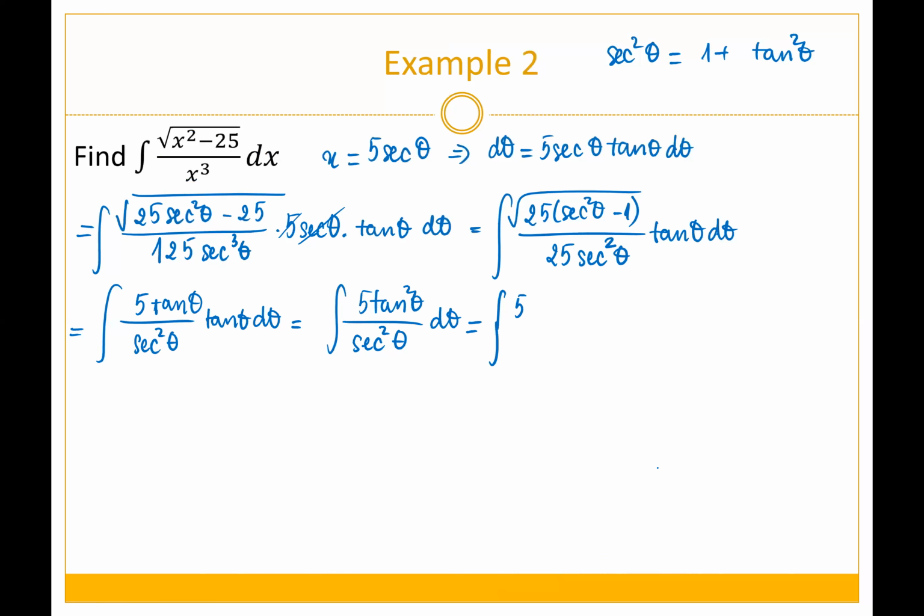So here you can choose to do that. Put tangent into sine divided by cosine, secant into 1 over cosine, and do the algebra, and eventually you're going to get to the same destination as with the second way. The second way is that you use this expression again and put it back into that form.